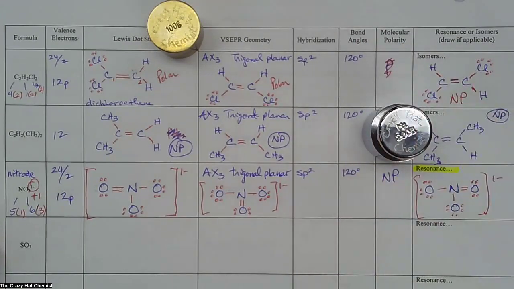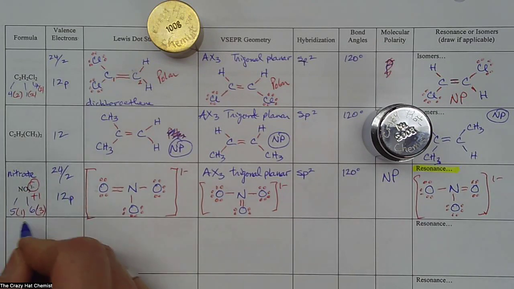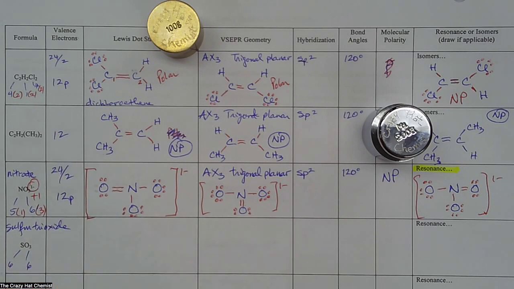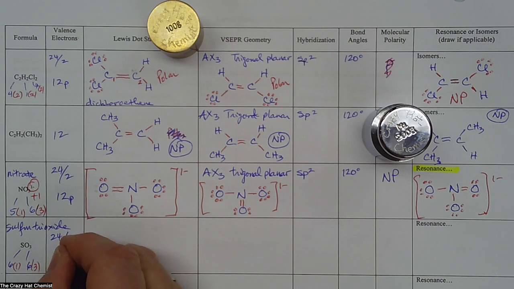Okay, I think we're getting there. We're getting closer. Okay, this is sulfur tri... Oh, by the way, that was nitrate, right? This is sulfur trioxide. Okay, so that's 6 valence electrons. That 6 valence electrons is multiplied by 3. This is multiplied by 1. We're going to add them up. I get 24 electrons. That's divided by 2.